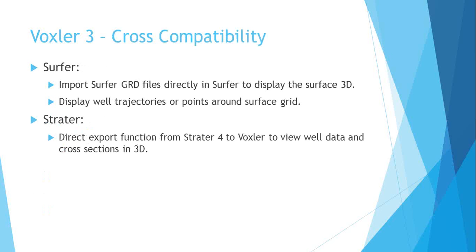Even though Voxler is a standalone program, it has a lot of cross-compatibility with other Golden Software products. For example, Surfer grid files can be imported into Voxler to display the grid in 3D. This can be useful to display a surface and then display the data points, such as well trajectories, below the surface. Additionally, Voxler can be used with our Strater software. Strater has a direct feature to export cross-sections and well data directly into Voxler. To best see the functionality, we're going to look at a few examples.